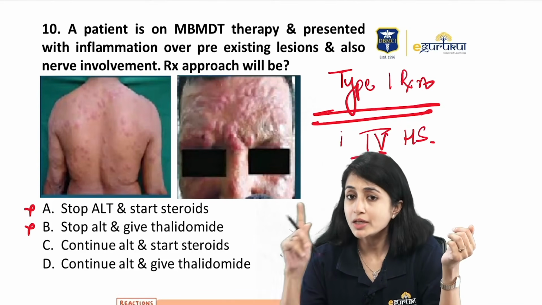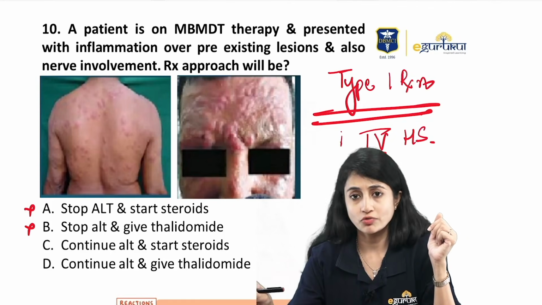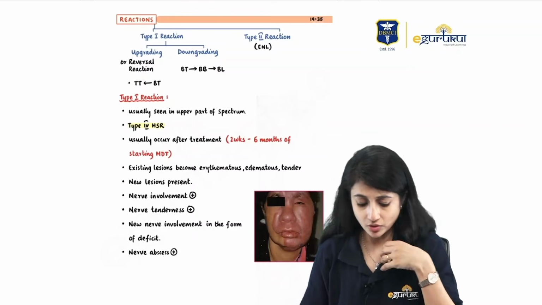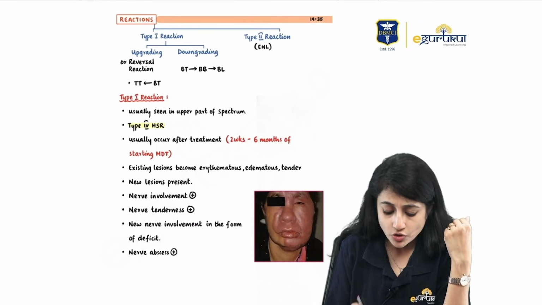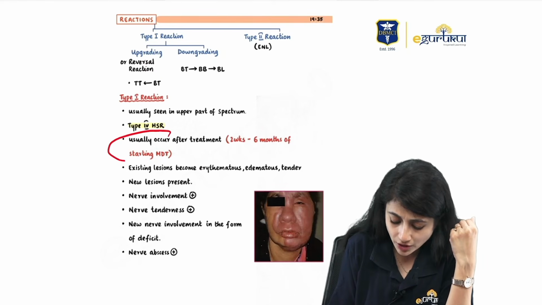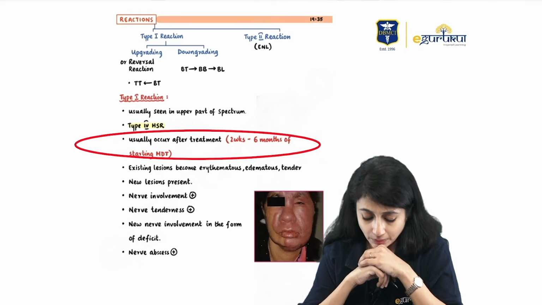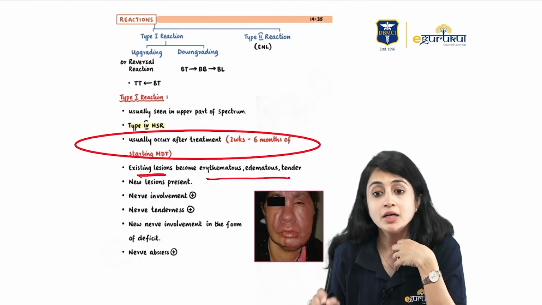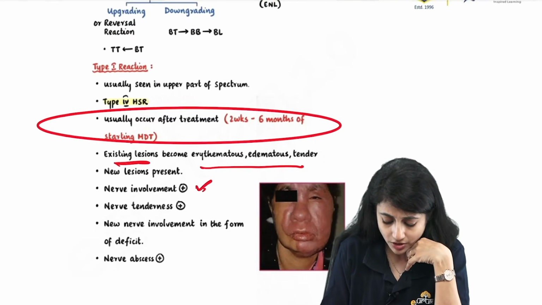So thalidomide is used for type 2 reaction, but that is not my first choice of drug. Now look at the notes that we had already studied. There are two types of reaction, type 1 and type 2. Type 1 usually occurs after starting treatment, 2 weeks to 6 months after starting treatment, and the existing lesions become erythematous, tender and edematous, and there is nerve involvement.